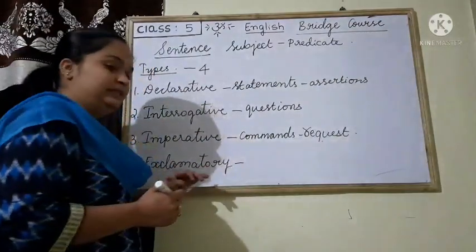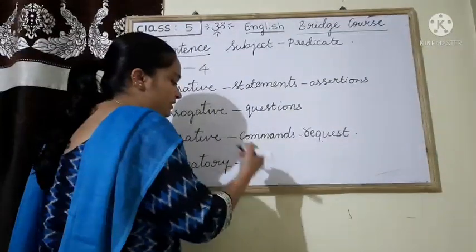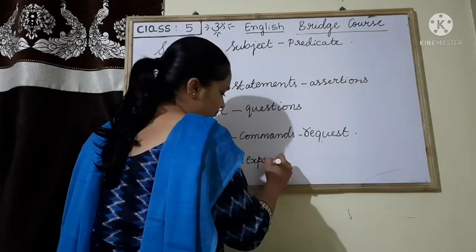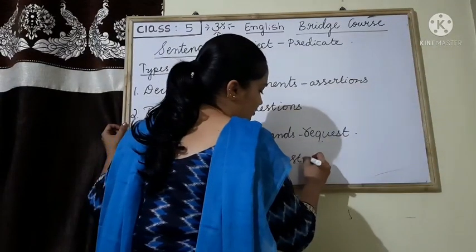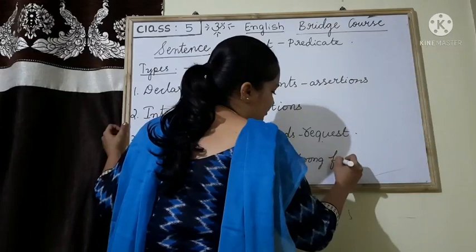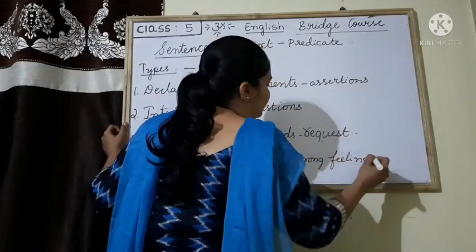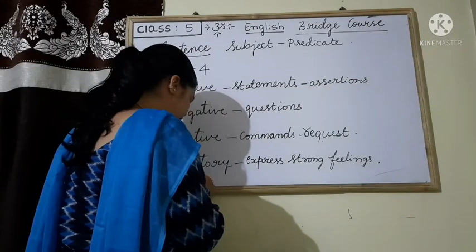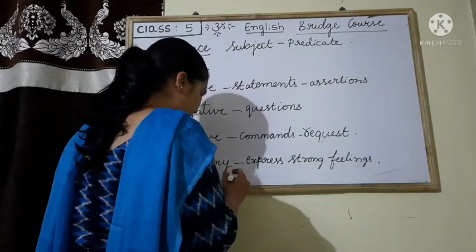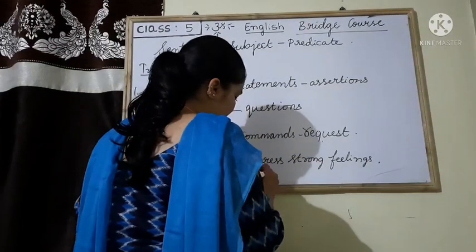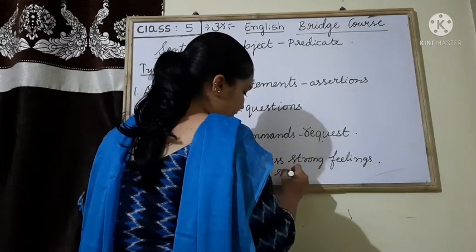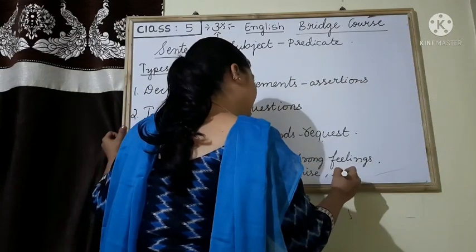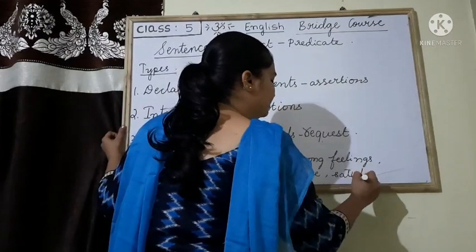The fourth one is the exclamatory sentence. Exclamatory sentences are used to express strong feelings. So what are these feelings? The feelings may be like happiness, sadness, surprise, it may be satisfaction.